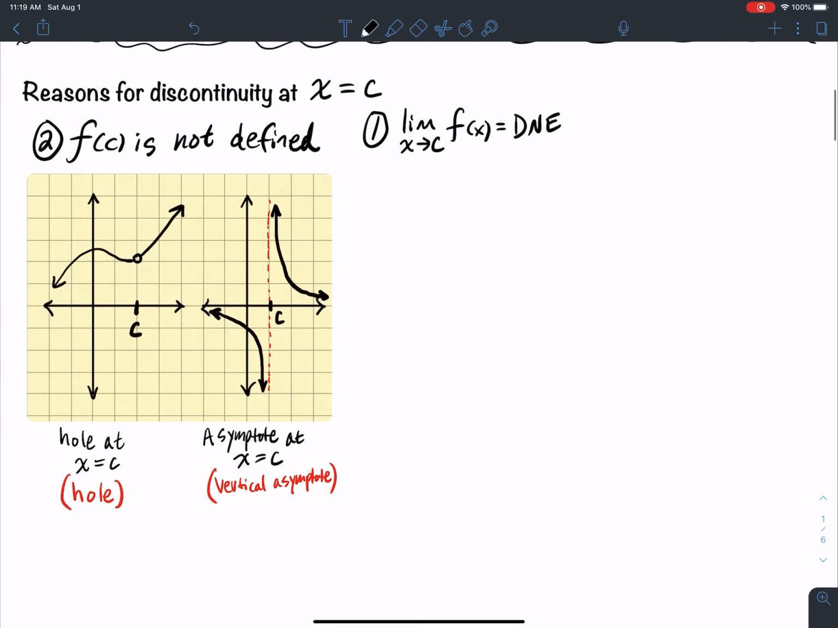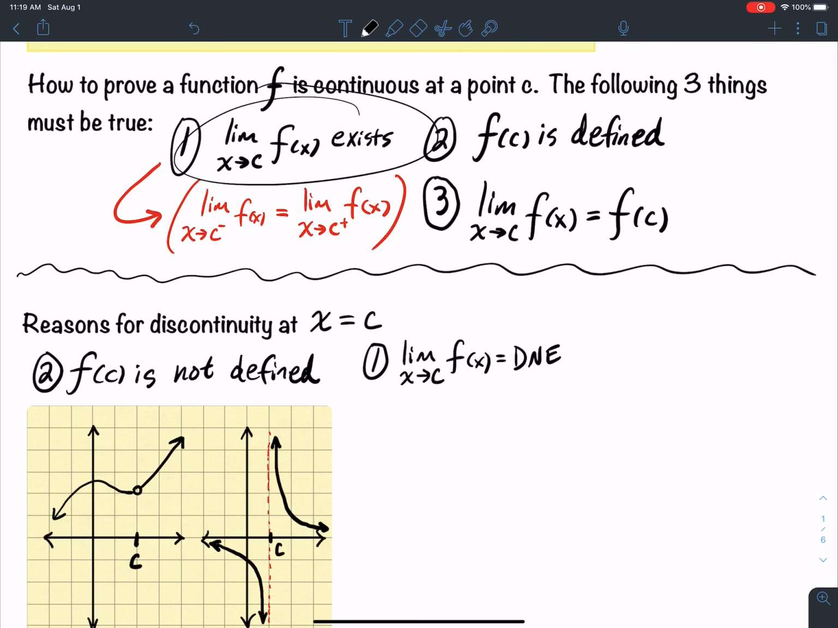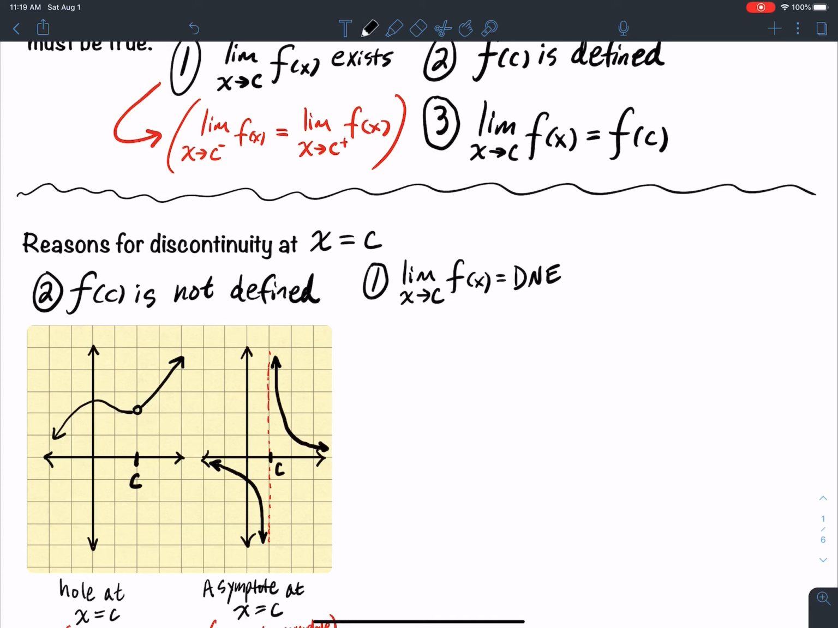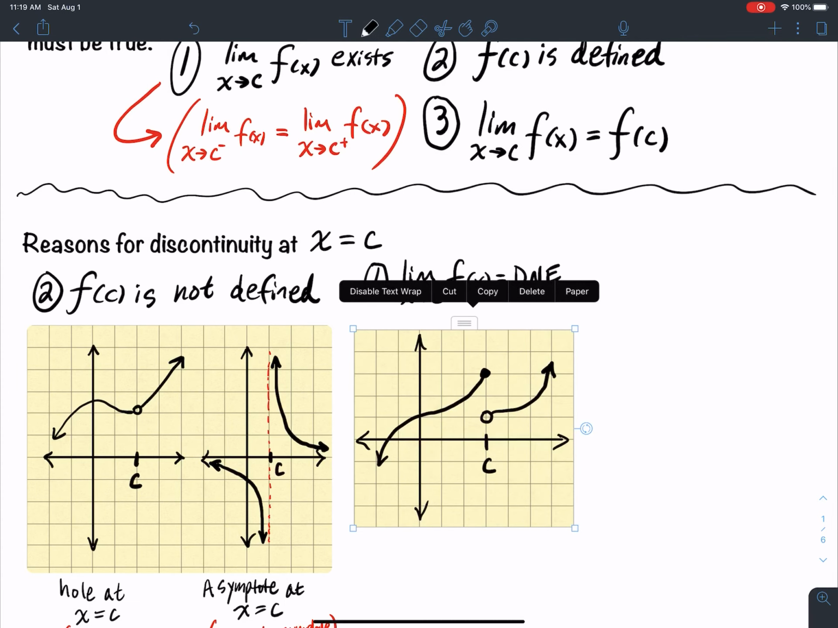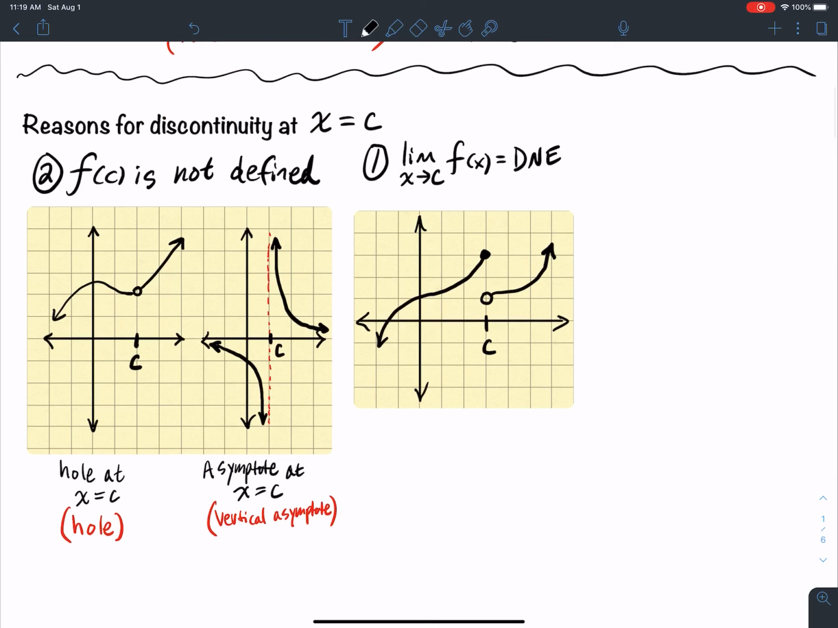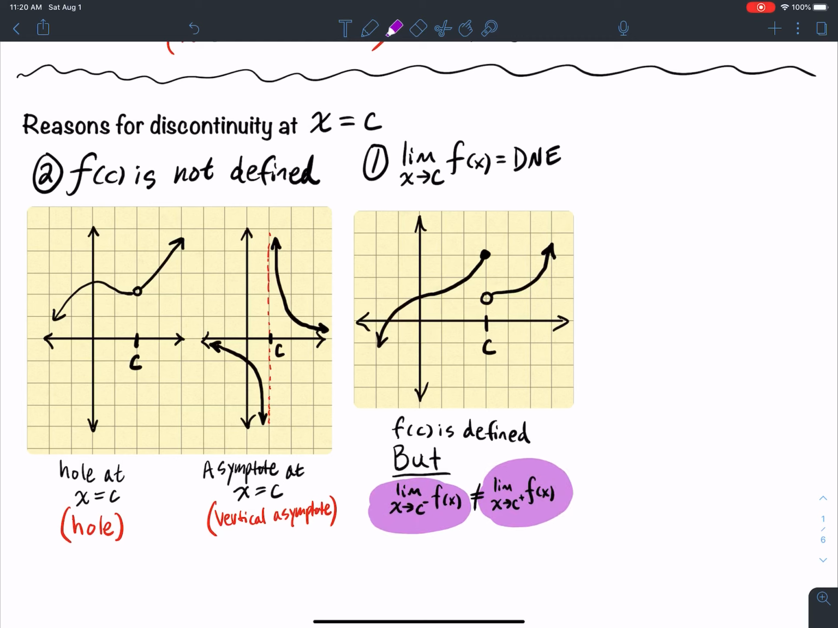The next reason for discontinuity is the opposite of reason number one. If the limit does not exist, okay, the limit does not exist. So what are some examples here? Well, an example of a limit that does not exist, you can see here we're coming up. If I do the finger method and I come down to c, my left and my right hand fingers do not pair up. Therefore, the limit doesn't exist because why? Well, the limit as x approaches c from the left is not equal to the limit as x approaches c from the right.